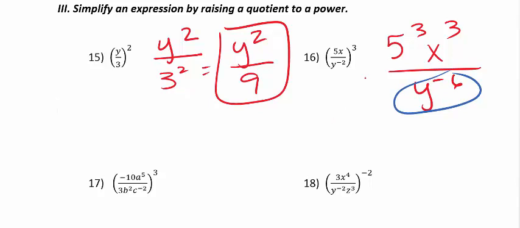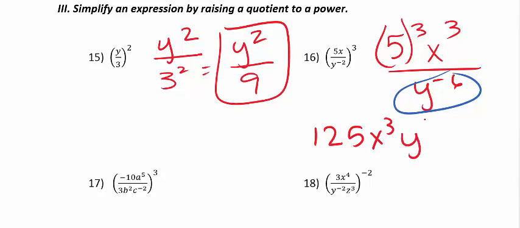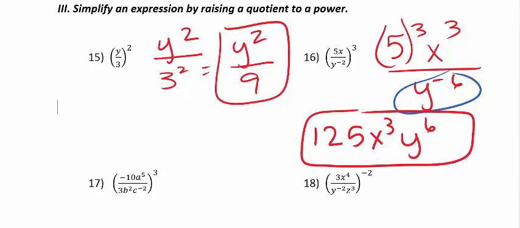We can evaluate 5 to the 3rd power. I could have put in parentheses. 5 to the 3rd power is 125, x to the 3rd, and we move y to the negative 6th up, and it becomes a positive 6.